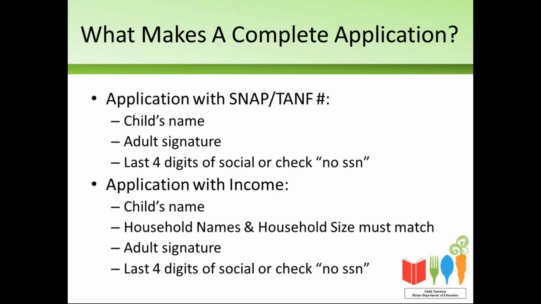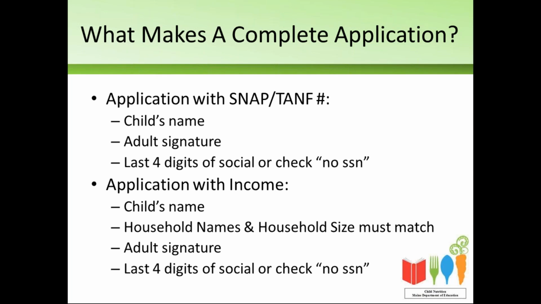What makes a complete application? Of course, the child's name, the adult's signature, the last 4 digits of the social or check no social security. And that last item is not needed on a SNAP or TANF application. That needs the children's name, the food stamp or TANF number, and the adult's signature.